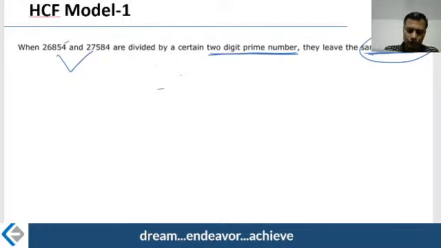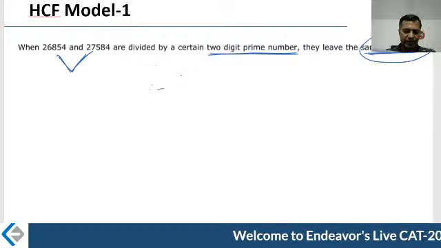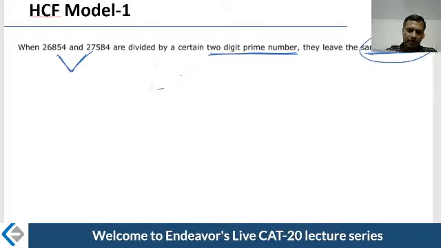because whenever you take the difference, it remains the same. That's what I tried to tell you there. Your difference remains the same. So now take the difference on this. When you take the difference, that is 27,584 minus 26,854. That's the difference you are taking there.